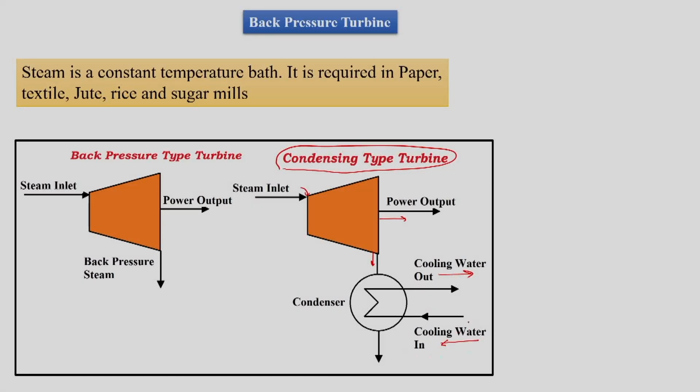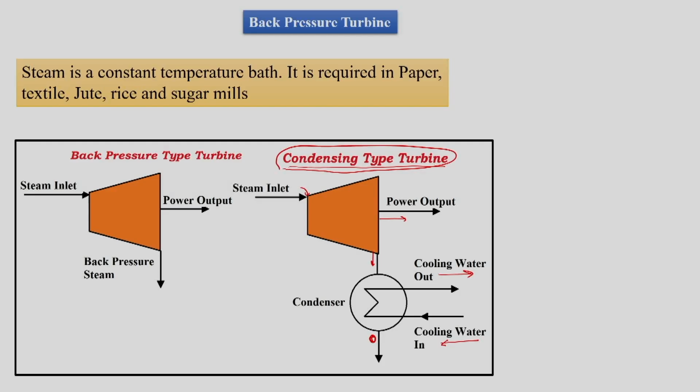This cooling water is specially from the natural resources, as we have said earlier. So this cooling water will take the heat from the steam, and due to this heat transfer we get saturated liquid water at the exit of the condenser, and then that will be circulated. So this type of arrangement is what we now call a condensing type of turbine.